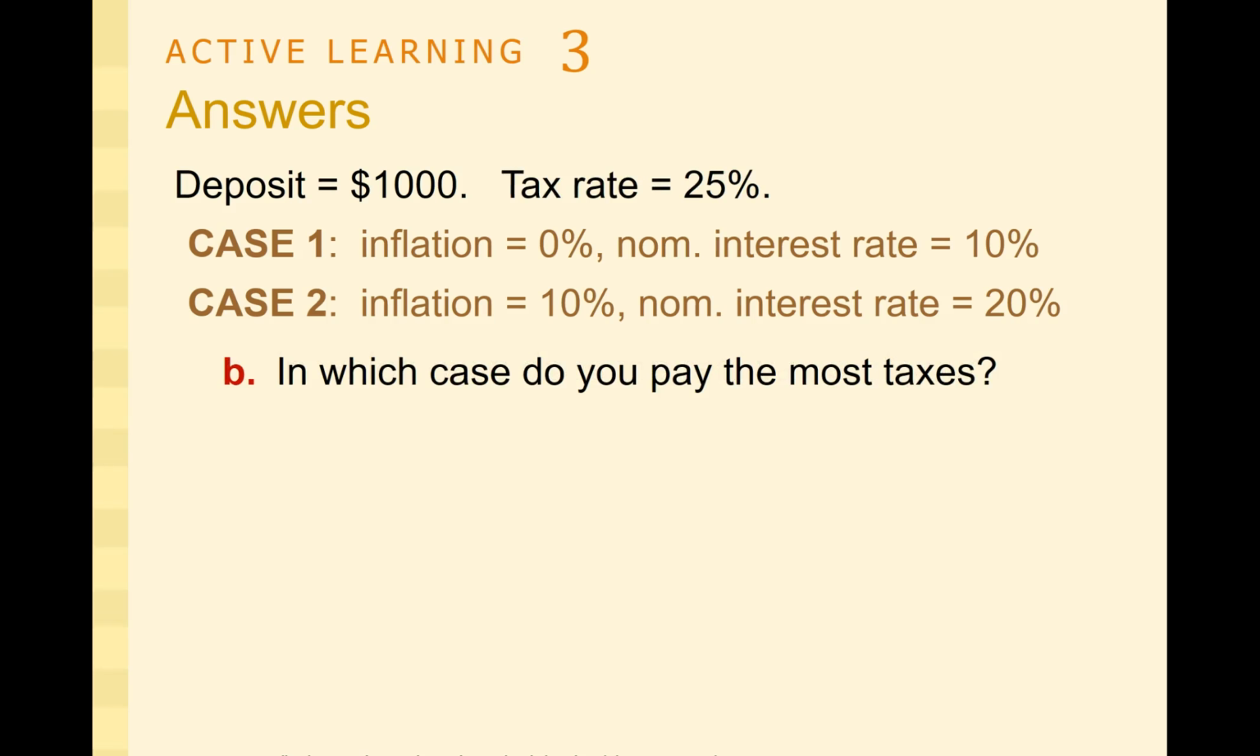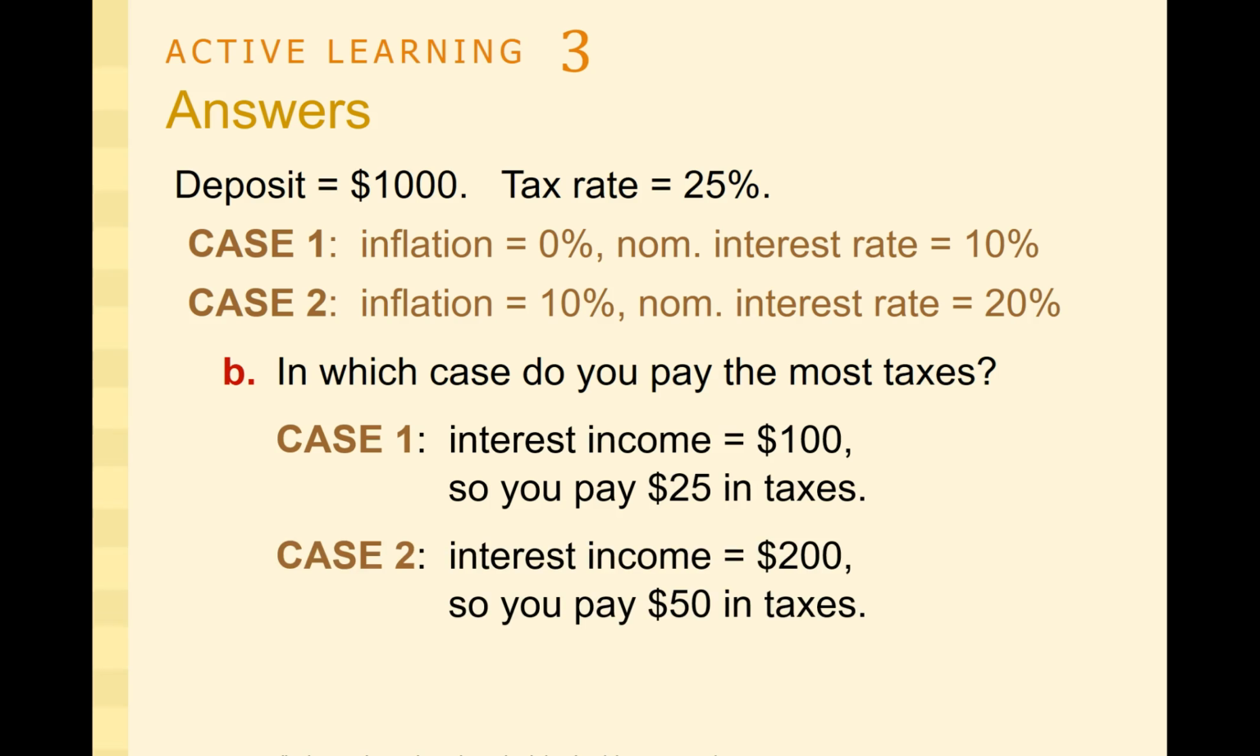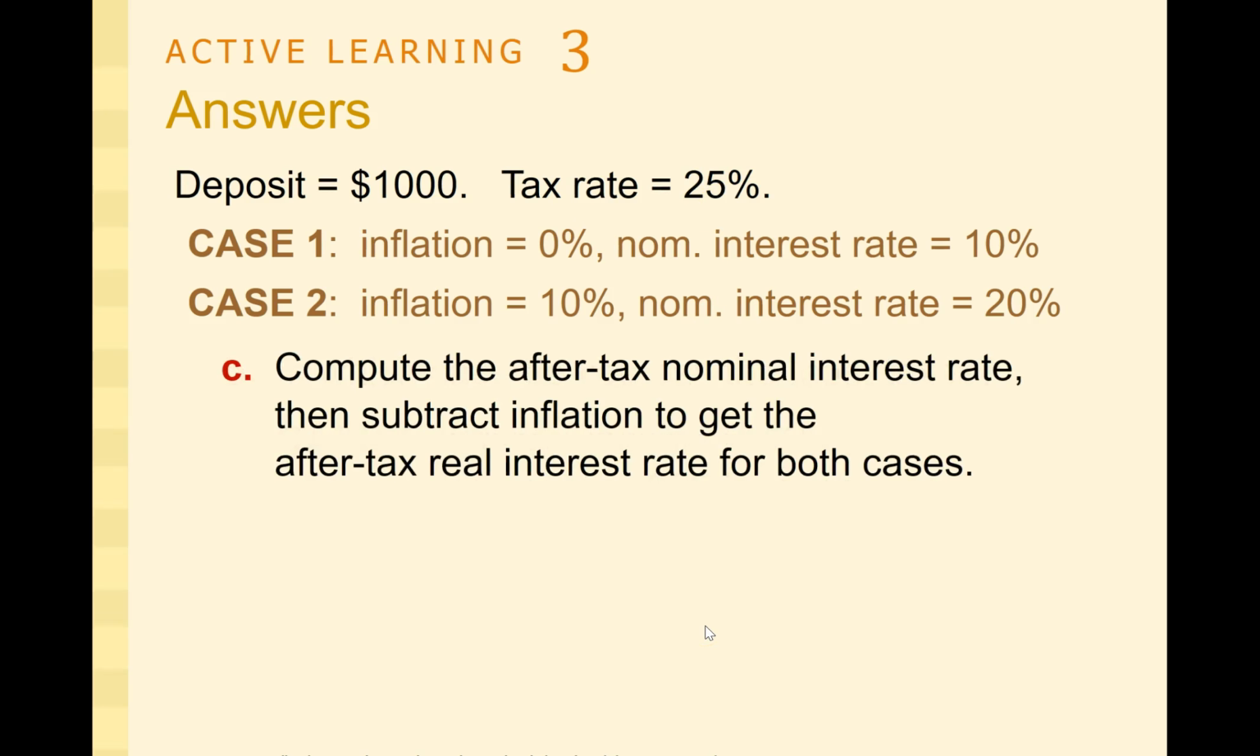For B, where do we pay the most taxes? Well, if the tax rate is 25%, let's look at this. In case 1, the interest income is $100, so the taxes would be 25% of that, or $25. In case 2, you have a much higher nominal rate. So you're earning $200, and you still pay that 25%, so you're paying $50 in taxes.